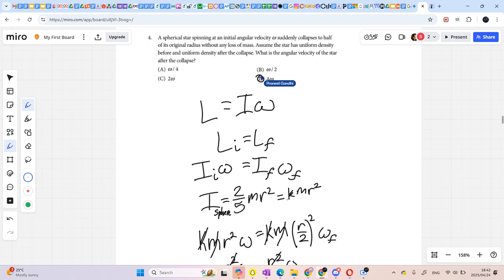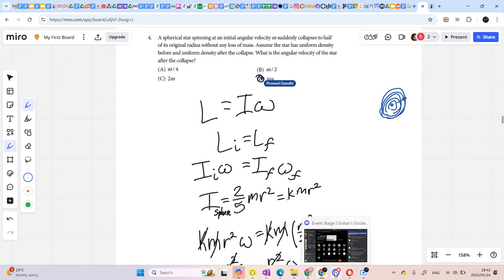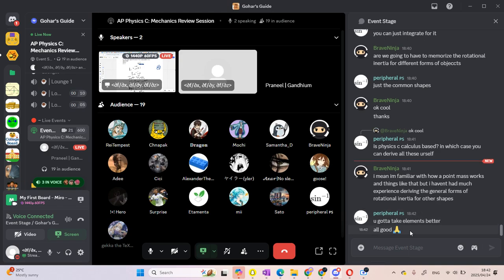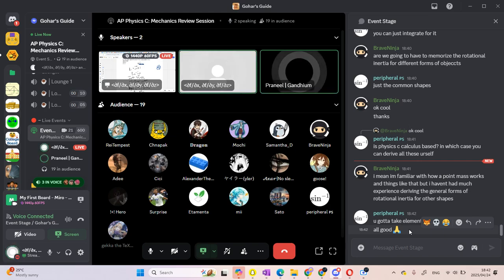I remember this was actually on last year's AP test. I think we had to derive it for a sphere, but for non-uniform density. Any questions with any of the questions that we've done so far? Usually it's just round spheres, but yeah. Let's move on to the next question then.